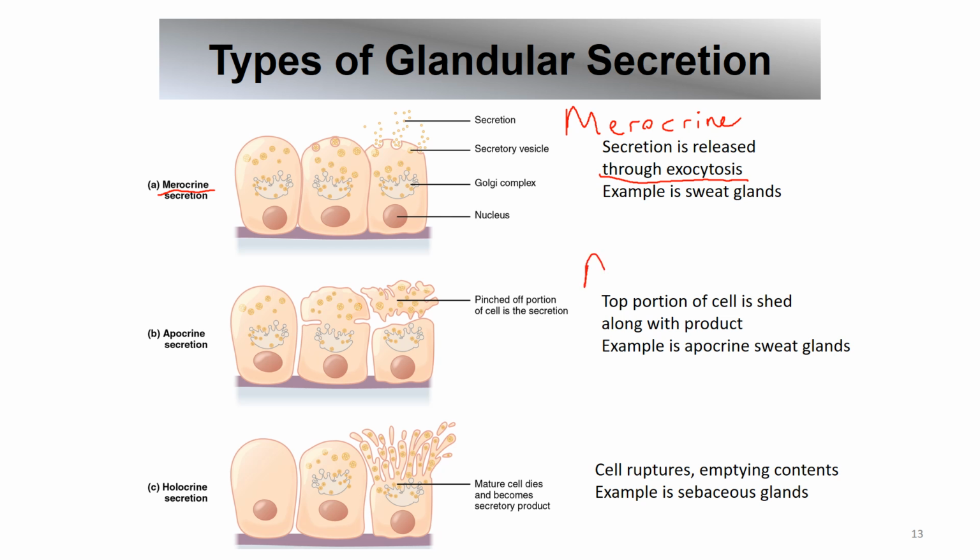Next, the apocrine type of secretion means that the top portion of the cell is shed along with the product. And so here you can see in the picture how the upper part of the cell is budding off or breaking apart from the main part of the cell. Then after it breaks off, the parts on the inside are released. The third type of secretion is called the holocrine method. In this way of secretion, the entire cell ruptures, and whatever was inside the cell then comes out.